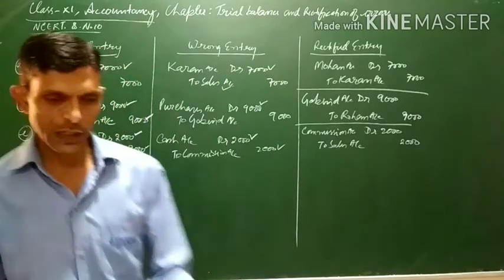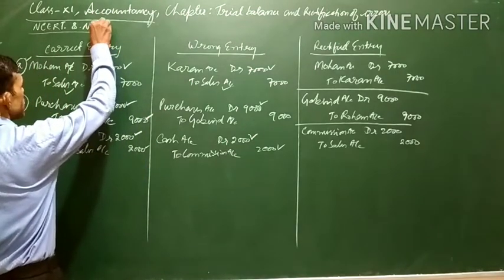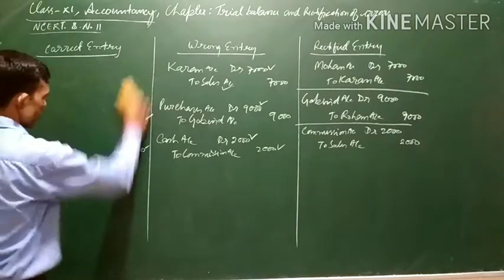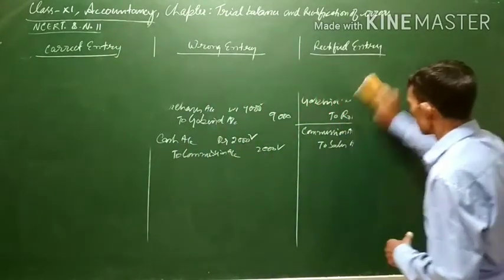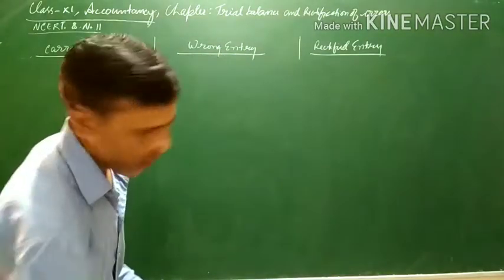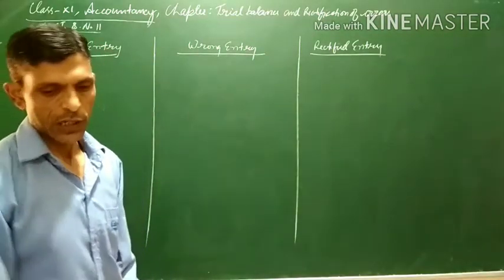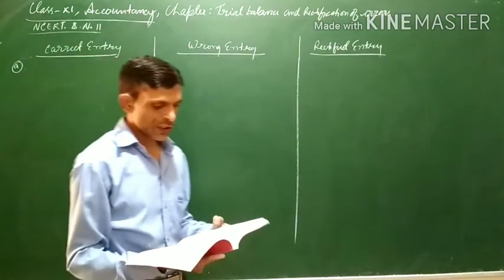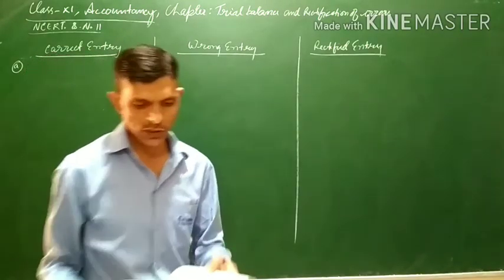Let us come to question number 11 now. This is question number 10 we have done. Now come to question number 11. The first one is credit sales to Mohan 7000 were posted to the credit office account.